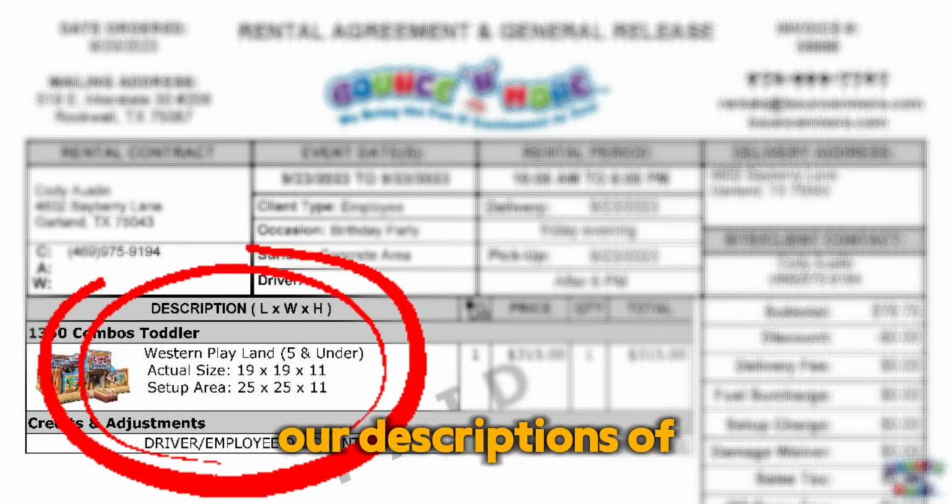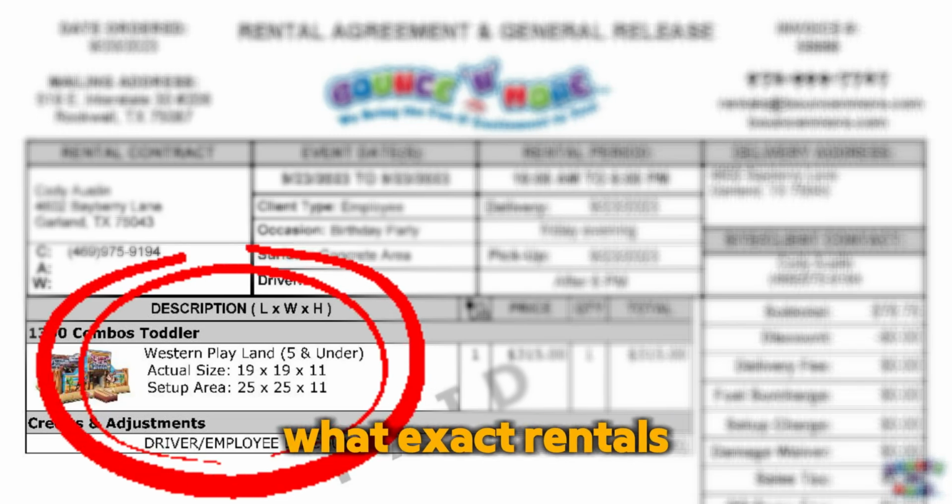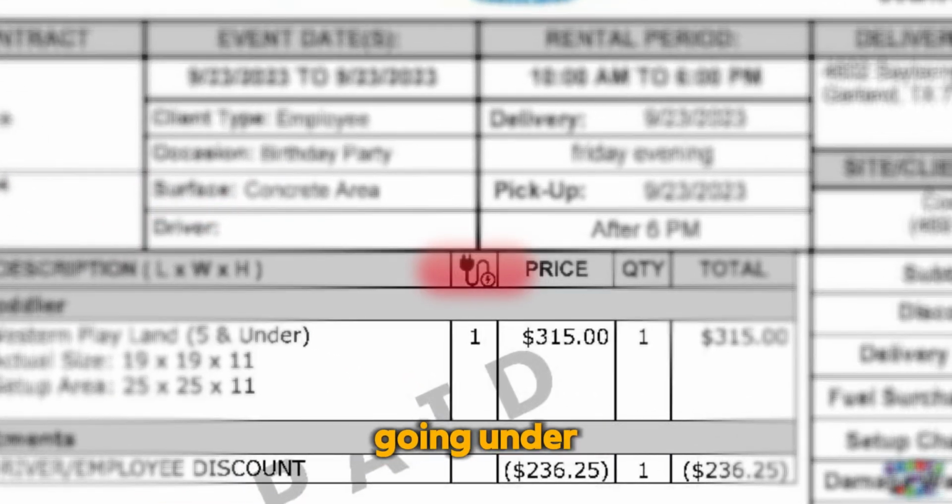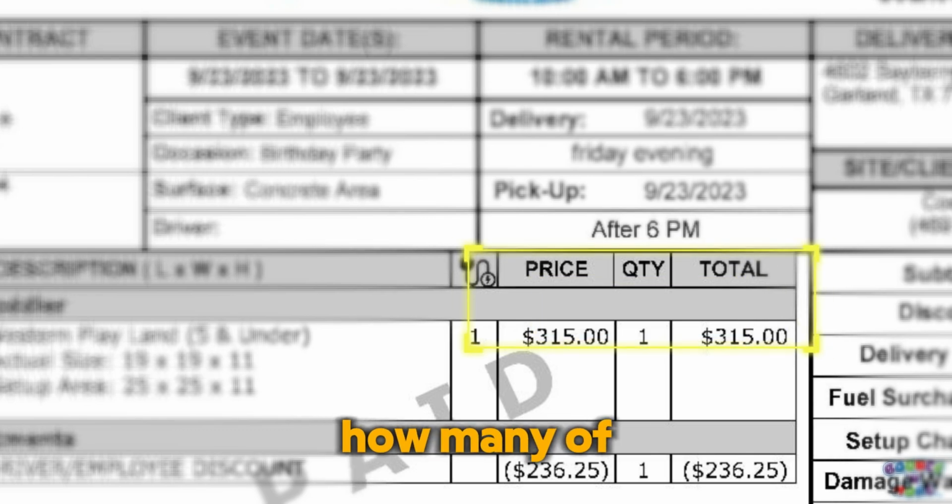We also have our descriptions of what exact rentals inventory they are renting from us. If you see there, this plug marker going under that is showing how many outlets, how many circuits the inflatable or inventory will need for that specific unit. We have the individual price, how many of those items they ordered, and then the total for that inventory.